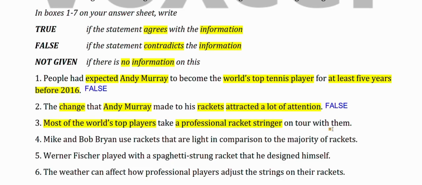If it is written like not all but some, then we will say false. Or if the majority of the world's top players take more than one racket stringer, because the question says a professional racket stringer, meaning one, so if they're taking more than one, like 2 or 3, then we will say it's false. And it will be not given if there is no mention of whether they're taking a racket stringer with them or not, or no information about whether it is most of the world's players.